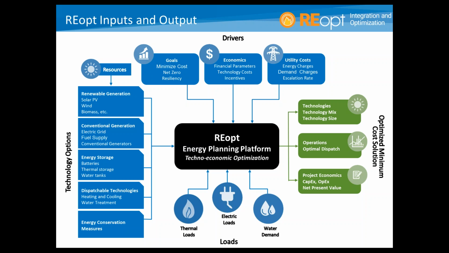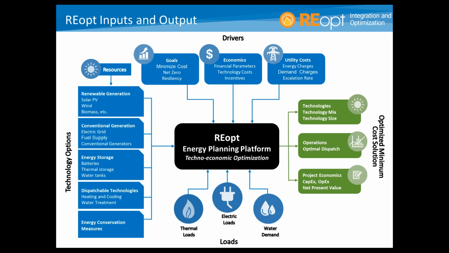So first and foremost, the utility grid, but then also conventional backup generators, such as diesel or natural gas backup generators. We look at energy storage, so we often evaluate batteries, and we can also look at thermal storage or water tanks, and then also dispatchable technology. So these are things like heating and cooling or water treatment loads that can be moved around to align better with generation. And then finally, via OpenStudio, we can model energy conservation measures.